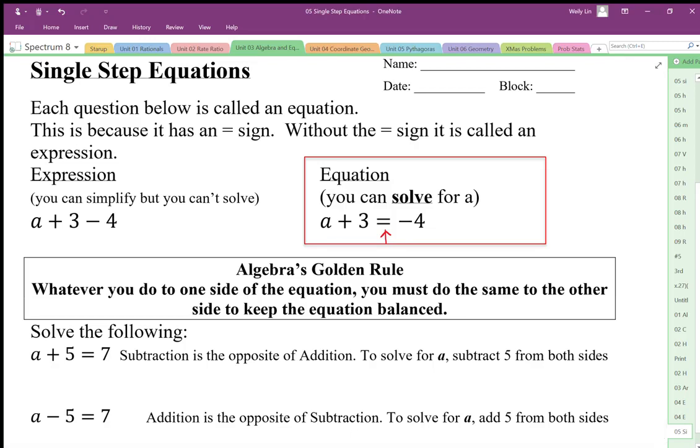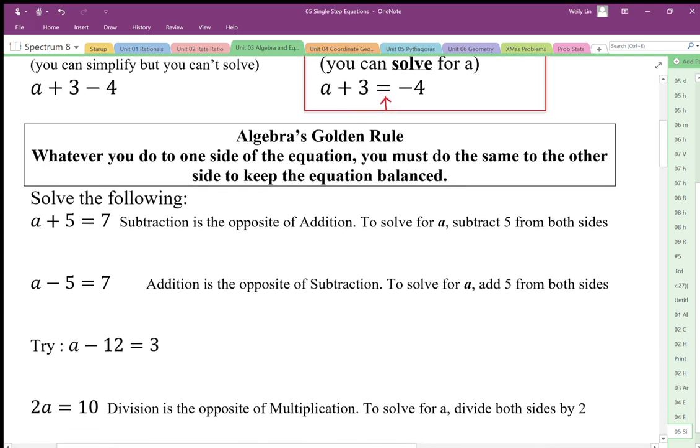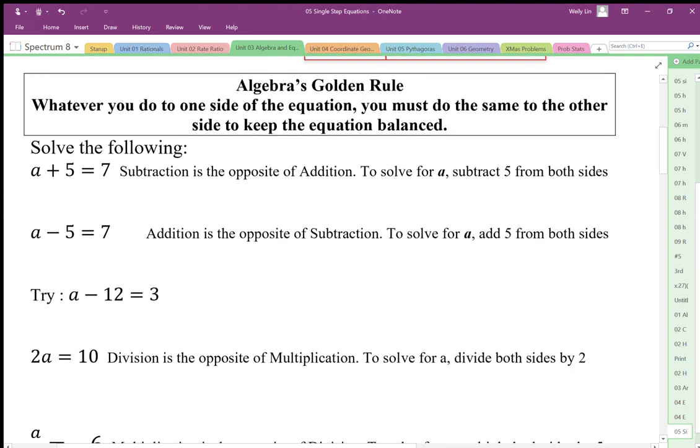So the golden rule with equations is, whatever you do to one side, you do the same to the other. You must keep it balanced. You can do whatever you want to equations as long as you keep it balanced. Now, the goal, and this is a little bit different from last day, is we now want to solve for the unknown, solve for that variable. And we do this by undoing calculations.